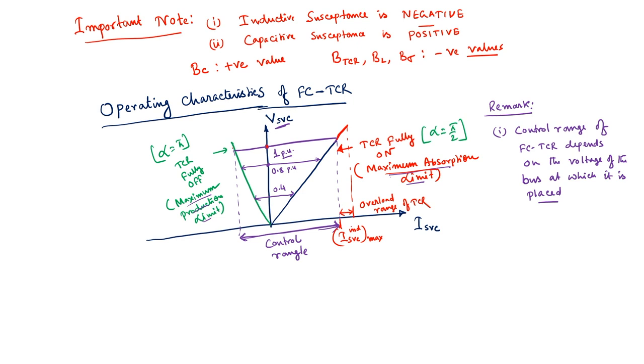So, this is visible from this particular characteristic. Here you can see basically within this control range, any value of reactive power this compensator can provide depending upon different values of alpha. For example, if we keep on increasing alpha from alpha equal to pi by 2 till the maximum value of alpha, which is alpha equal to pi, then the overall control characteristics will be shifted from right to left. This is something one needs to understand.